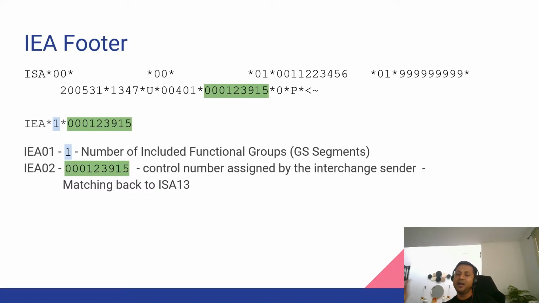I think this is the last slide of my session today. I hope this was useful to you in understanding the different elements within ISA and IEA, and what exactly each element consists of, and what kind of information we try to send. Next, as I mentioned, we'll talk about the functional group, and then we'll talk about the transaction level, like ST and SE as well, in the next few sessions.